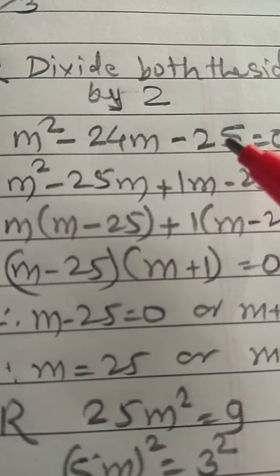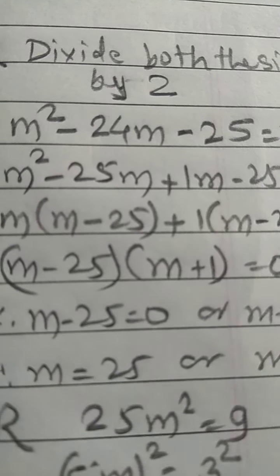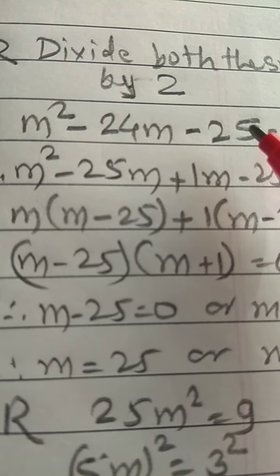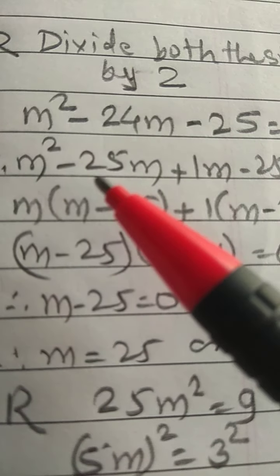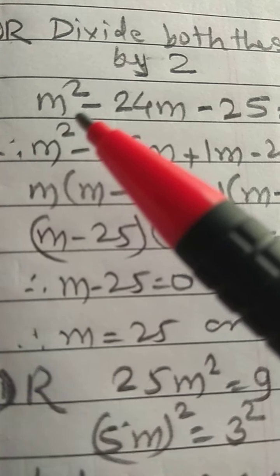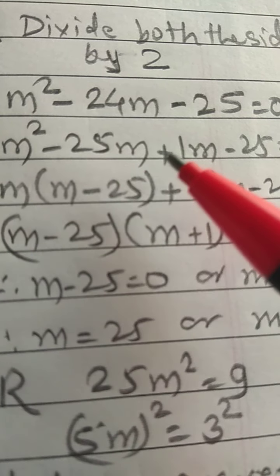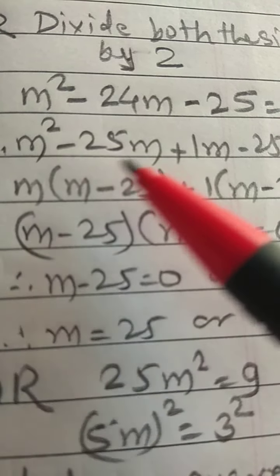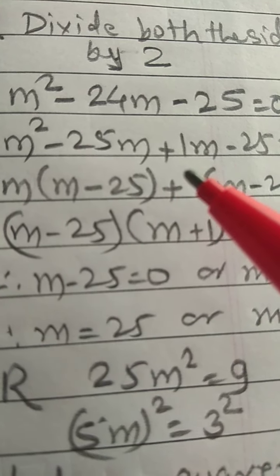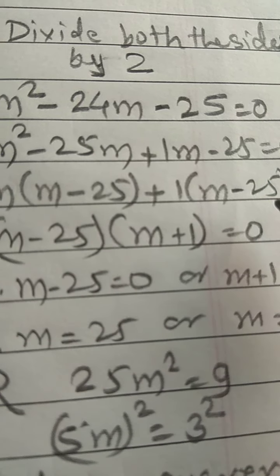Okay, so minus 25 product we can obtain as minus 25 into 1. See here, minus 25 into 1 will give you minus 25, and minus 25 plus 1 will give you minus 24. Now this minus 24 we are splitting as minus 25m plus 1m. We can take out m common from the terms. What remains is m, and here it is minus 25. We can take 1 common from these two terms, so m minus 25 will remain.